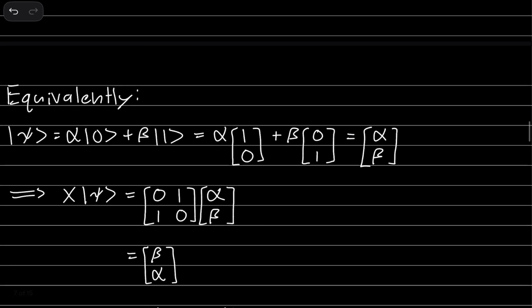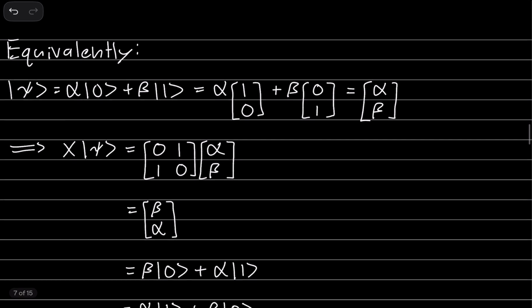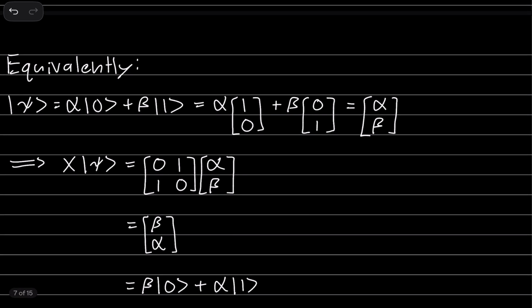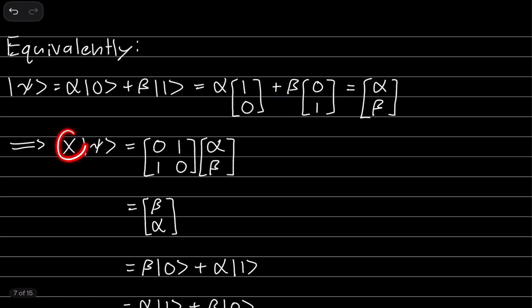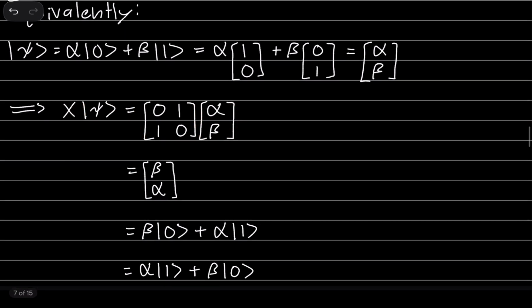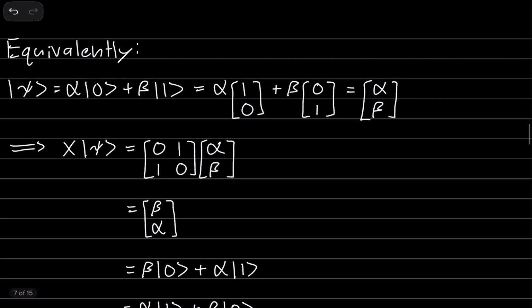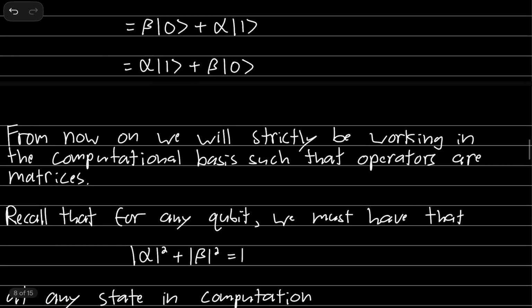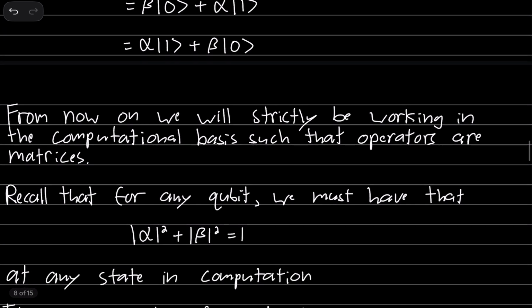Equivalently, we can also just do the flat-out linear algebra here. We can immediately sub in the matrix for X and the vector for ket psi, and that will just flip beta and alpha. That's just an equivalent way to visualize it. For now, we're going to be strictly working in the computational basis, so operators are going to be matrices, just for clarity.